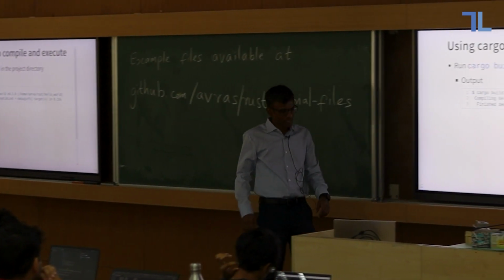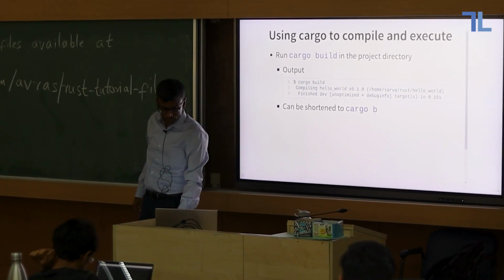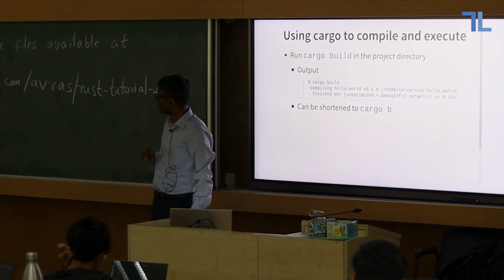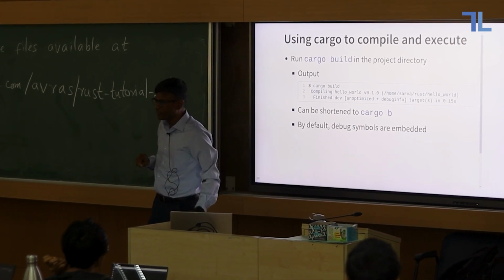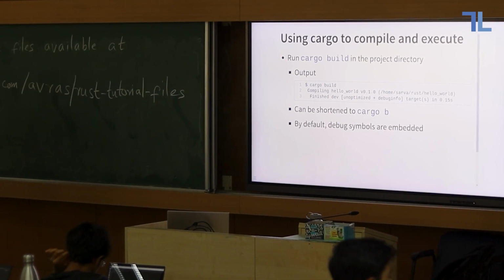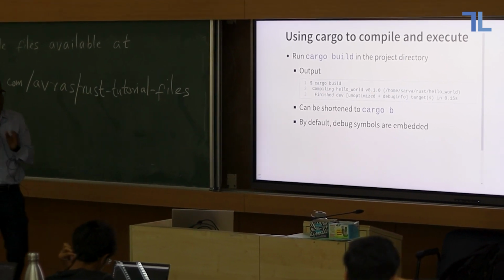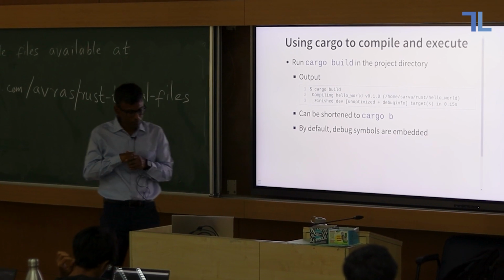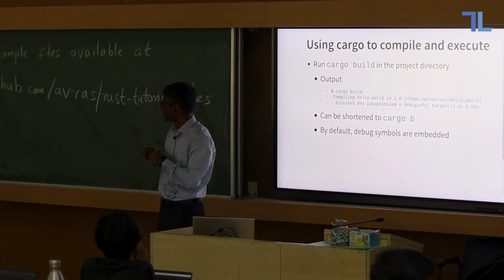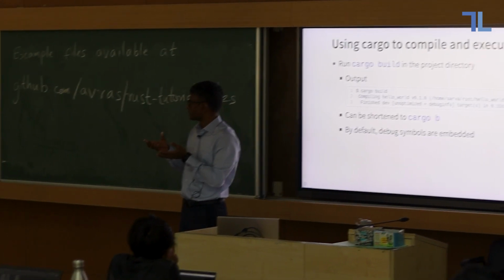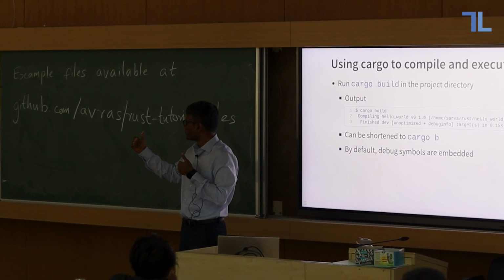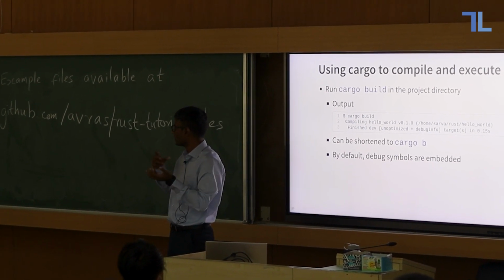So what does that unoptimized stand for? Before I say that, cargo build, if you're tired of writing it, you can just shorten it to cargo b. And by default, debug symbols are embedded into the compilation output. So the binary which is created when you just type cargo build will have debug symbols. What that means is that if you want to run this program under a debugger, compilers have to insert some symbols so that they can map program binaries with the source code. So those are called debug symbols.